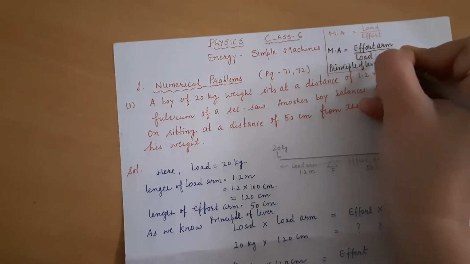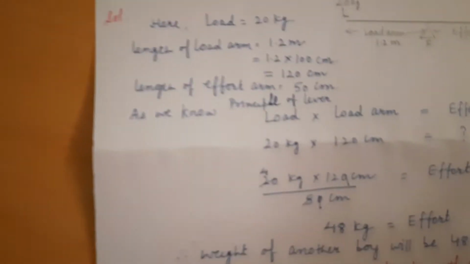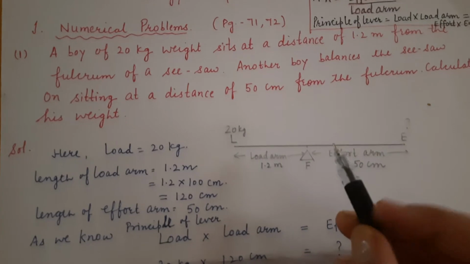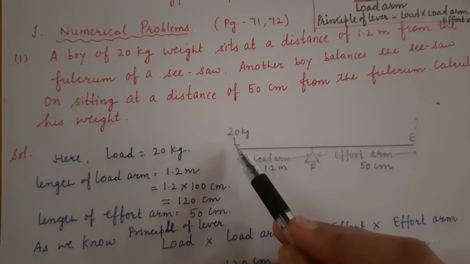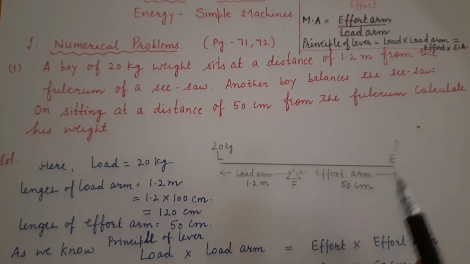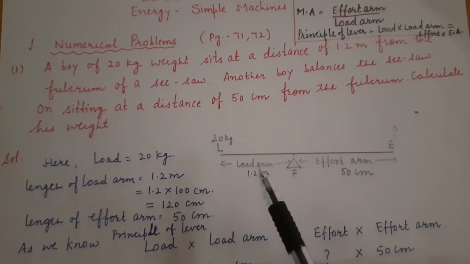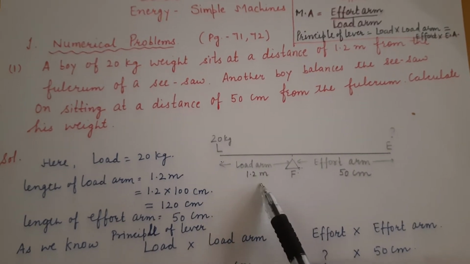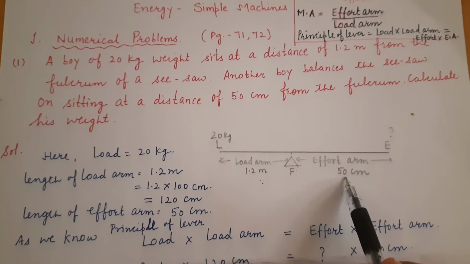So in our first question, since we are talking about a lever, we will apply the principle of lever. Here, as one boy is sitting, his weight is 20 kg. It means our value of load is 20 kg, and effort we have to calculate. As we all know, the distance between load and fulcrum is the load arm. So the boy of weight 20 kg sits at a distance of 1.2 meter, which means our length of load arm will be 1.2 meter. And the length of effort arm is given as 50 centimeter.